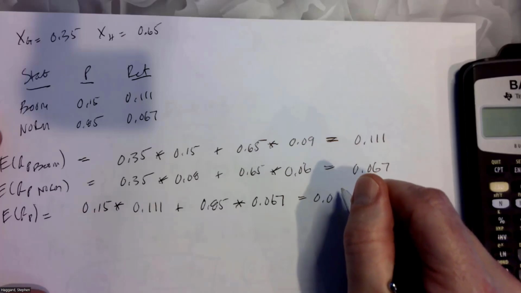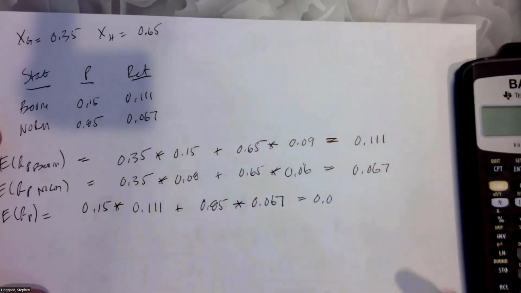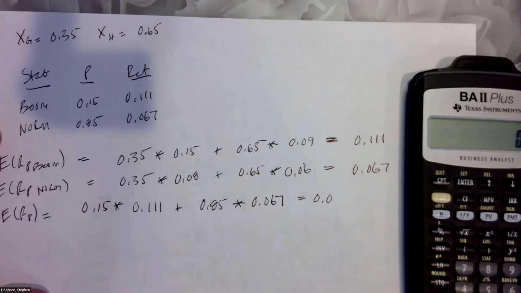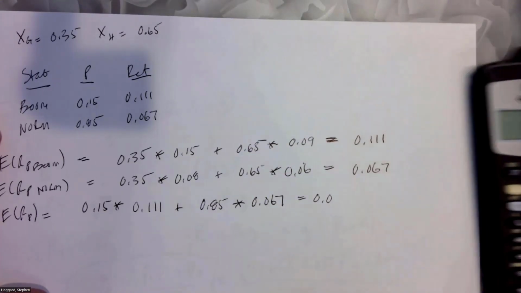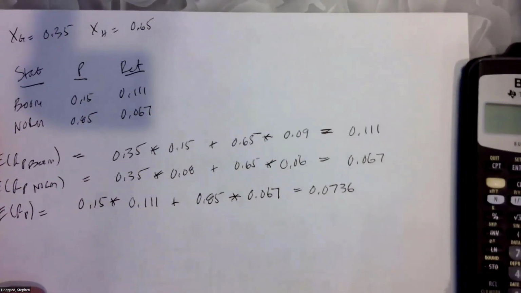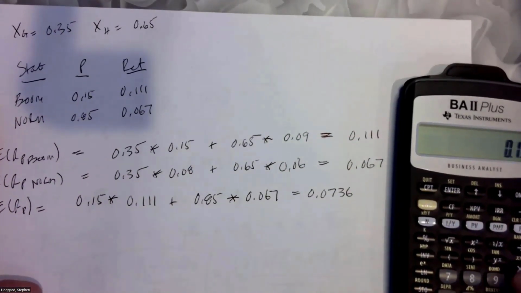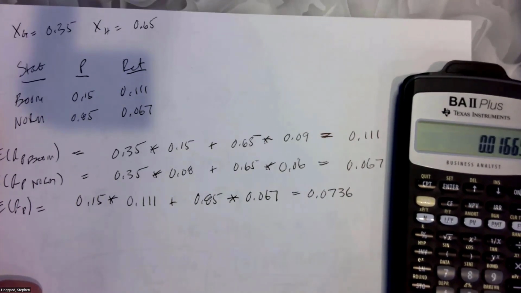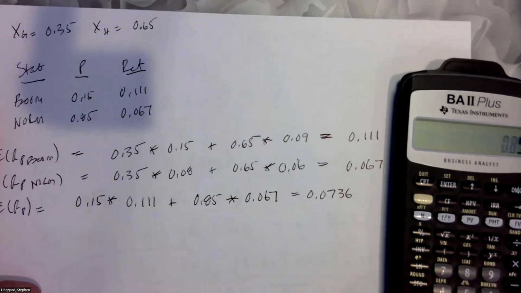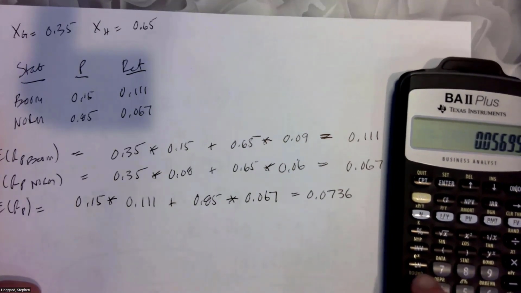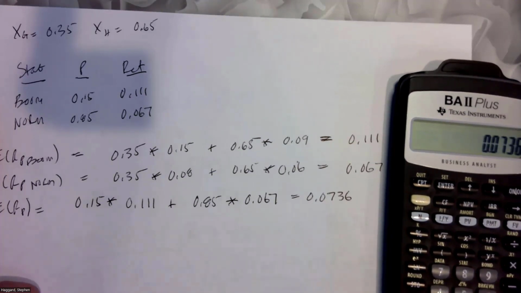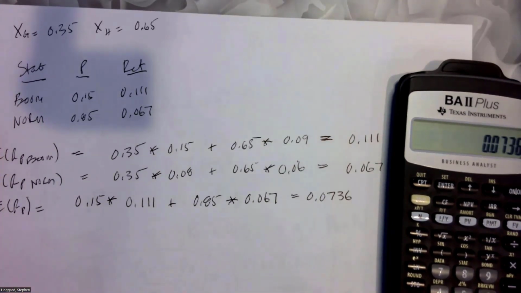That does not sound right, does it? Let me try that again. I got 0.0736. Yeah, I think that's right. Okay, so just to make sure we got this, 0.15 times 0.111 equals store 1. 0.85 times 0.067 equals store 2. Recall 1 plus recall 2 equals. Yeah, there we go.